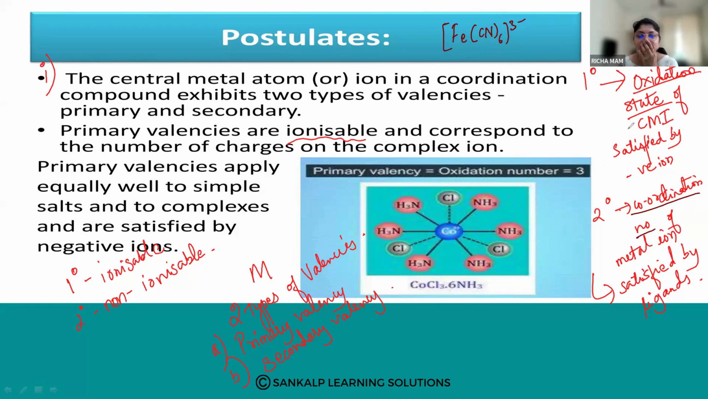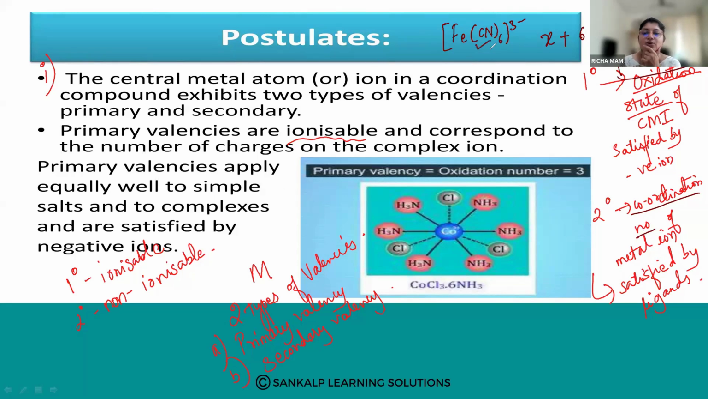Anybody? If you tell me the difference between oxidation state and coordination number, then I'll be sure that you have understood whatever we have said till now. Okay, somebody has answered. If I put x plus 6 times minus 1 equals minus 3, x is equal to +3. Very good. Coordination number contains only ligands. How many ligands are there here? Coordination number tells you the number of ligands present. Yes, very good. So you have understood it.